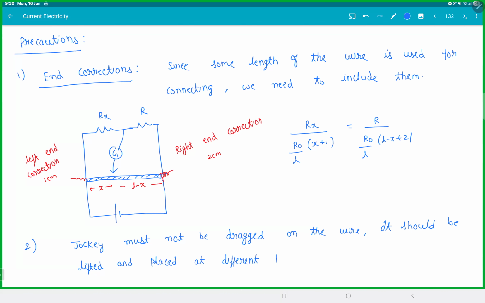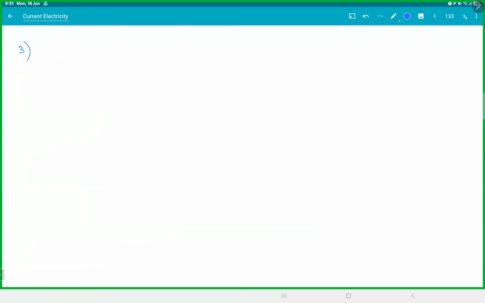Third one is the most important one. There is a question like this. In a meter bridge, while balancing, in which part of the wire should the bridge be balanced? The first 1/3, middle 1/3, or the third 1/3? Meaning, if there's 100 centimeters of wire, in which segment? 0 to 33, 33 to 67, 67 to 100. In which part should the bridge be balanced?